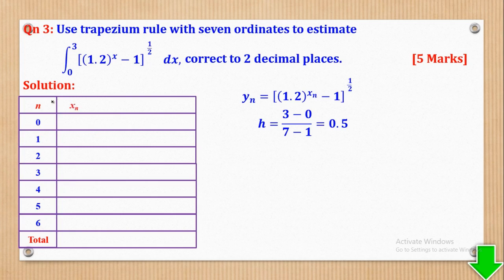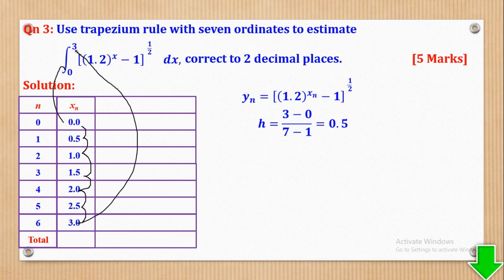Next will be the column for the values of x. Now values of x are these limits. They start from 0 and end at 3, leaving intervals of 0.5, widths of 0.5. So the first one will be 0.0, then add 0.5 to get that, add 0.5 to get that, add 0.5 to get that, add 0.5 to get that, plus 0.5 to get that, and plus 0.5 to get that. So the starting value must be the lower limit, and the end value must be the upper limit.